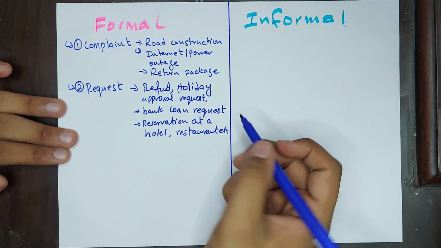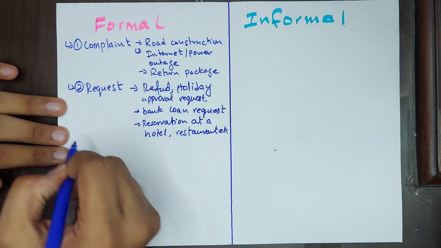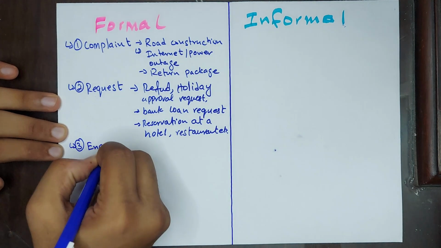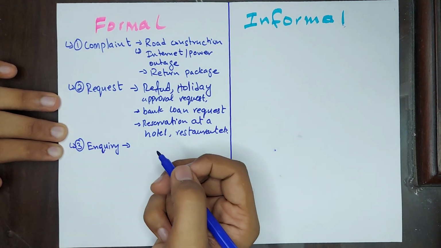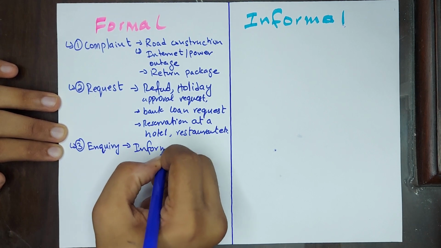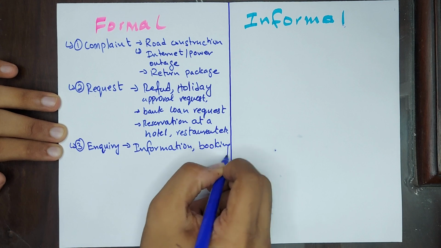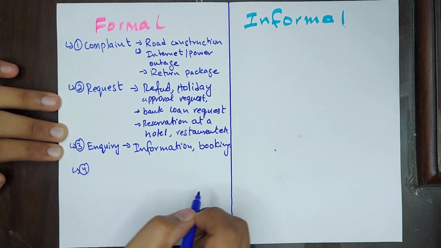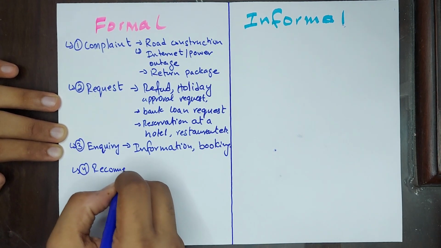etc. Okay, this is a request, this is a complaint, then letter of inquiry. Okay, letter of inquiry, you're inquiring something, information, booking, etc. All right, then you are talking about recommendation, like you want a job recommendation letter.